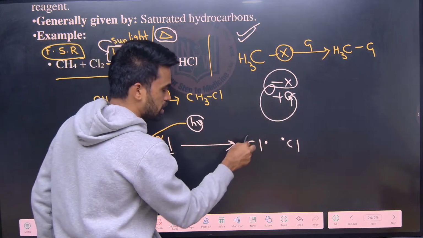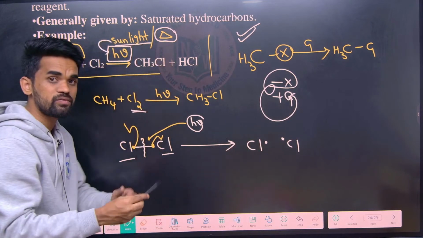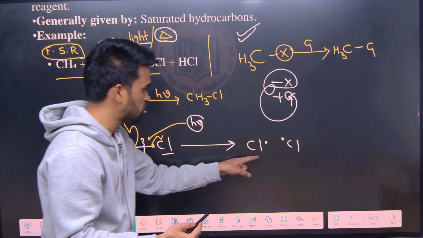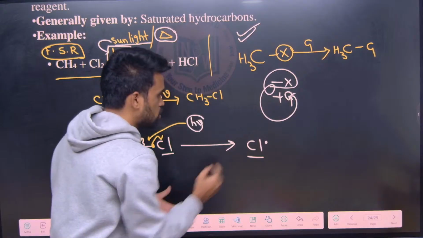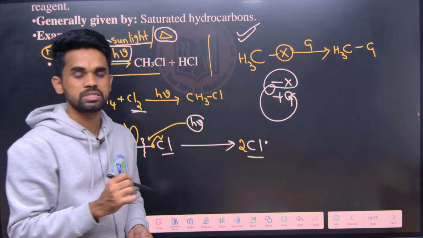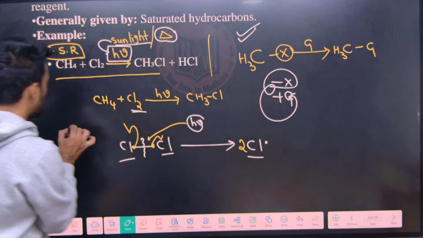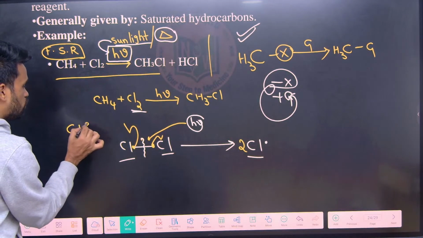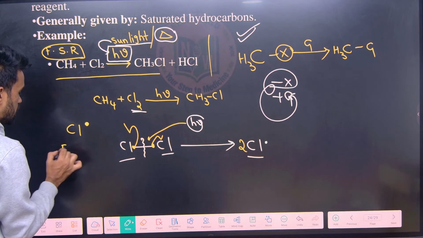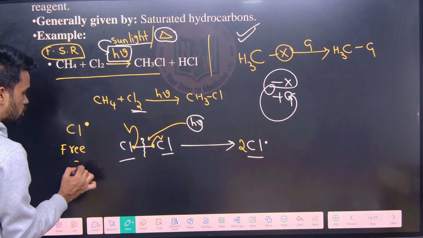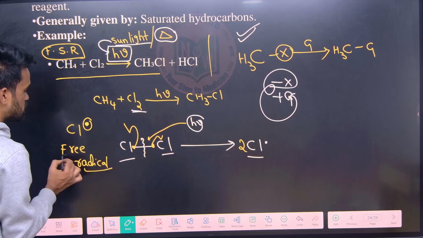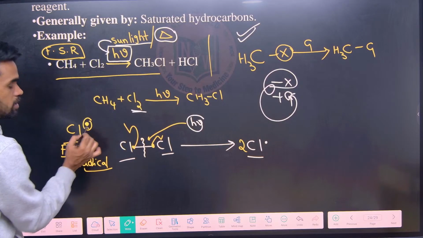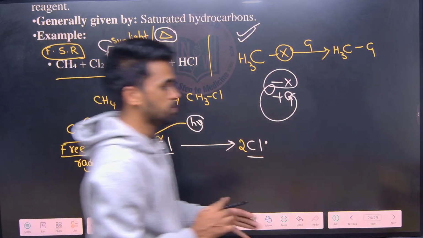So you are going to get radicals. What are you going to get? Chlorine free radicals, chlorine with one electron, another chlorine with one electron. Simply you can write this as two chlorine radicals are produced. Whenever you write any atom with one electron on it, you can call it a free radical. Radical means an electron is freely sitting on it, so free radical. Simply understand it in that way. Okay, right.